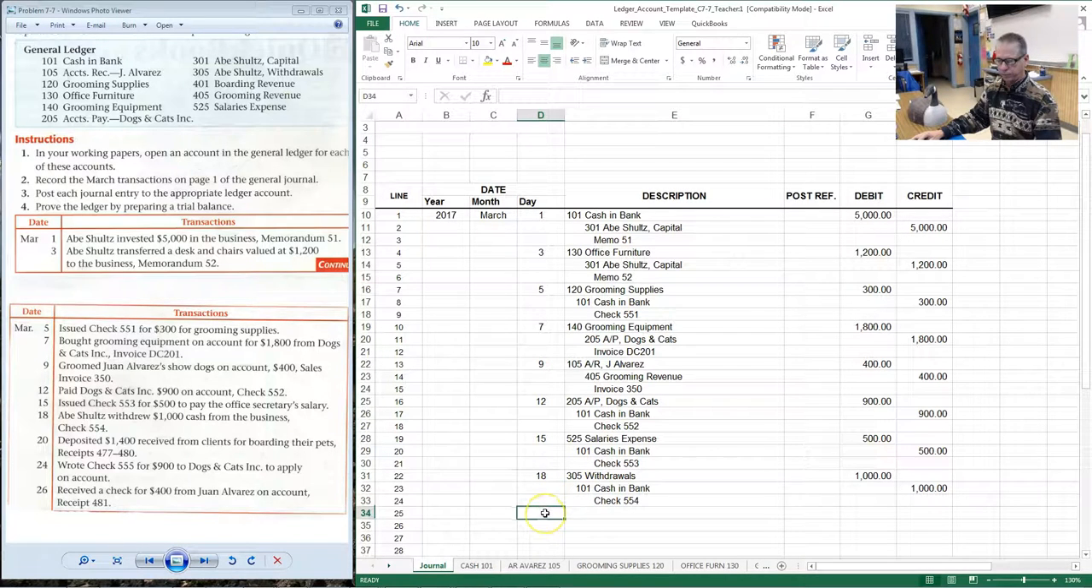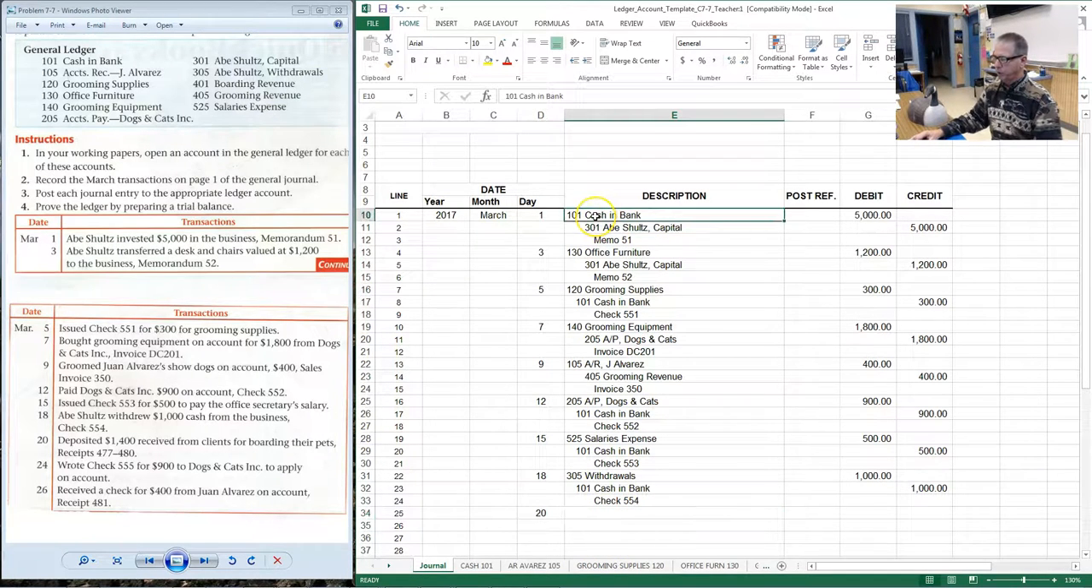20th. A deposit. $1,400 received from clients for boarding their pets. So this is the doggy hotel situation here. So we received cash. So if we deposit $1,400, we are increasing our cash, which is an asset. How do we increase assets? Debit. Yes. It's revenue, boarding revenue. How do we increase revenue? Credit.